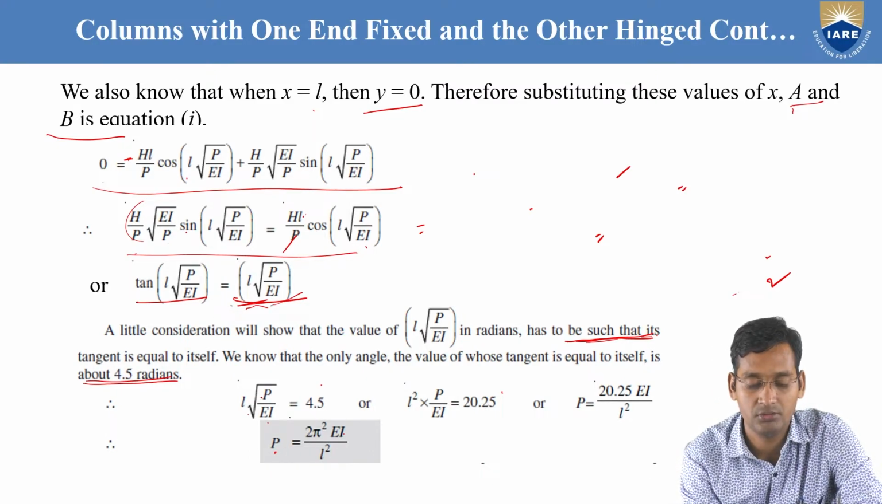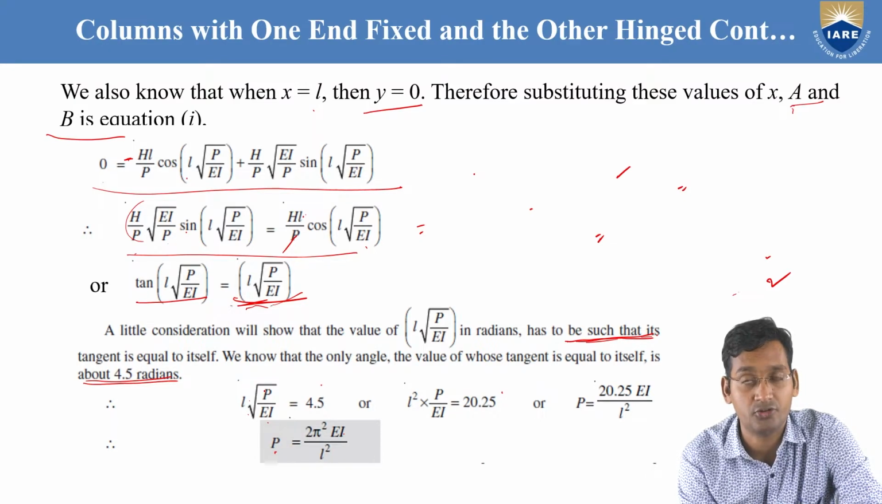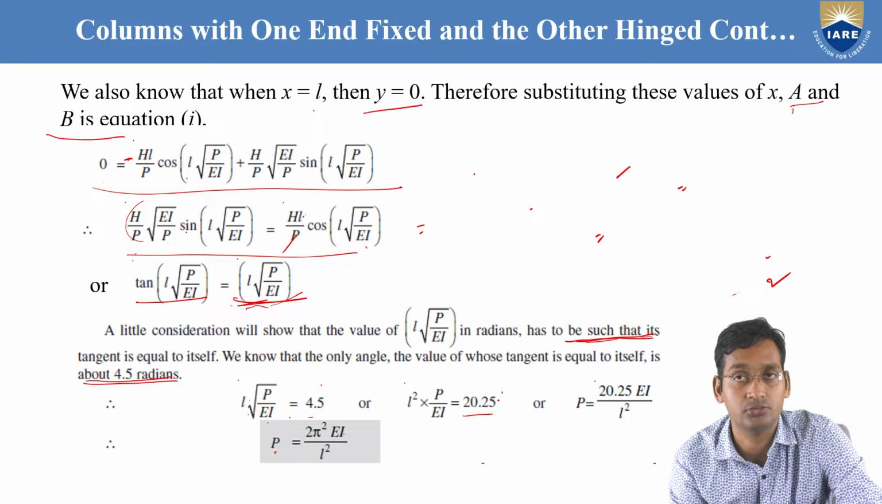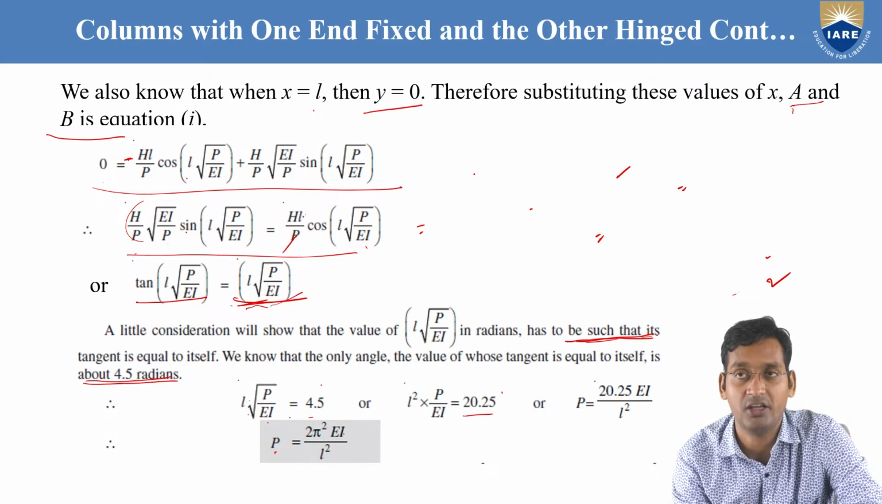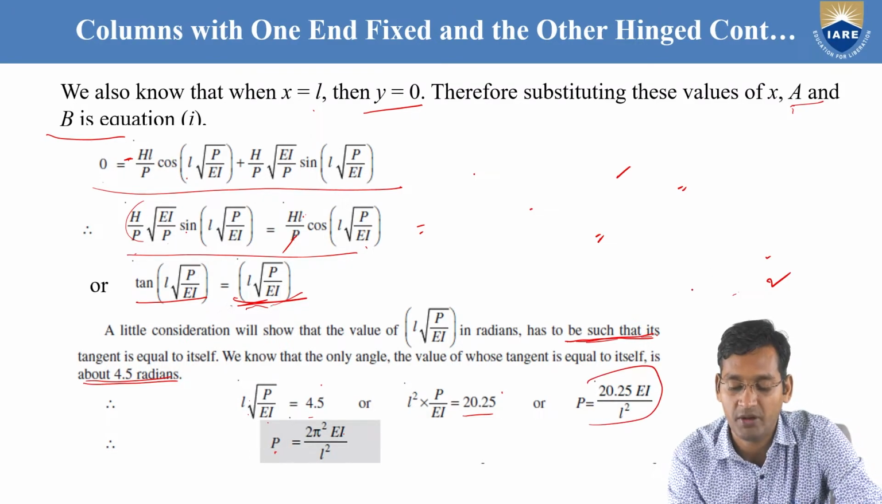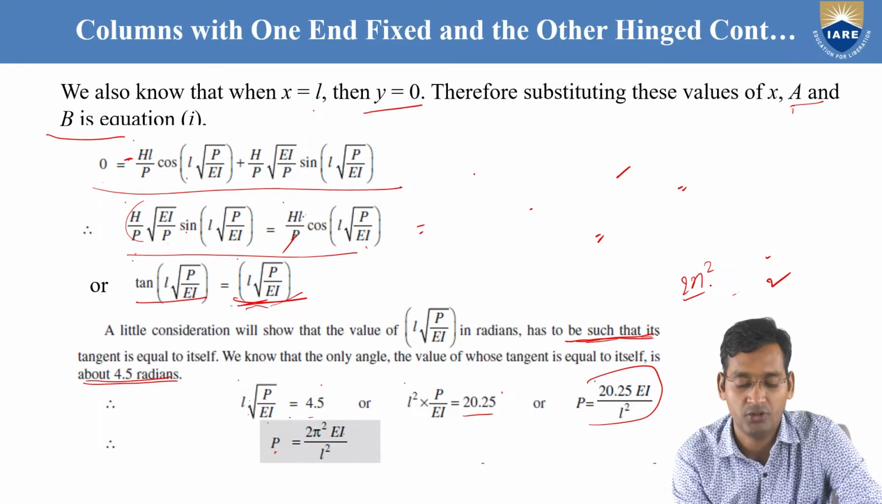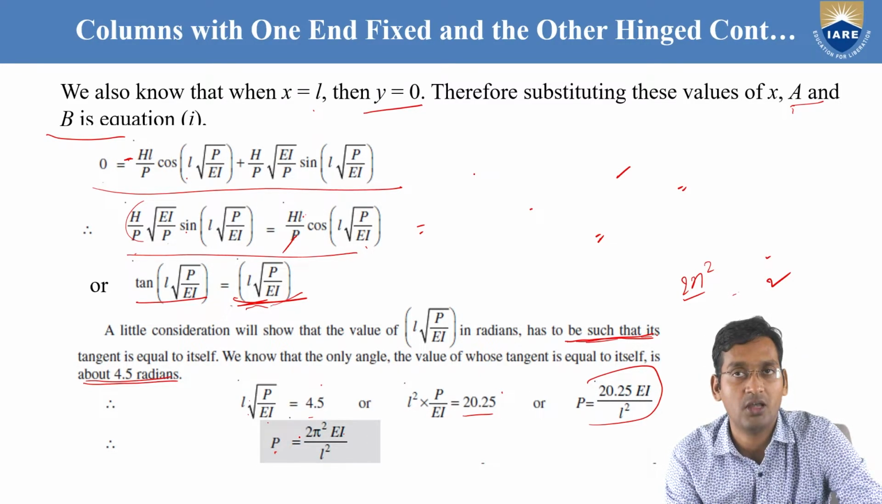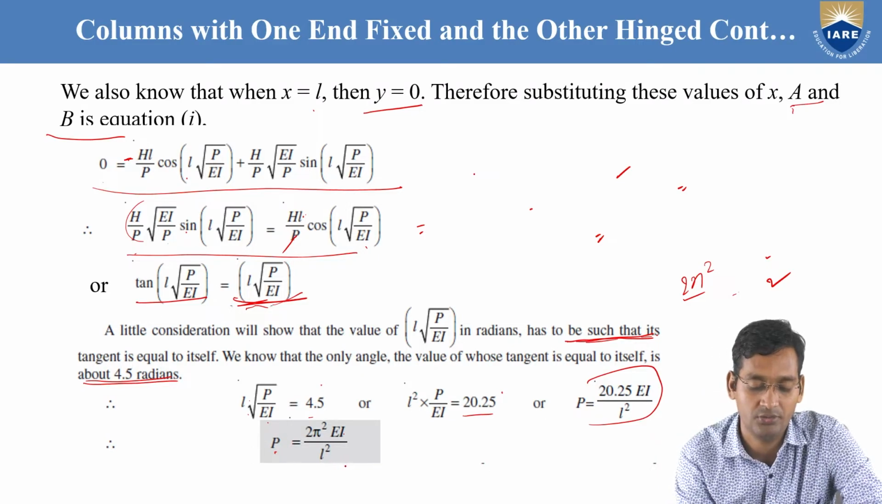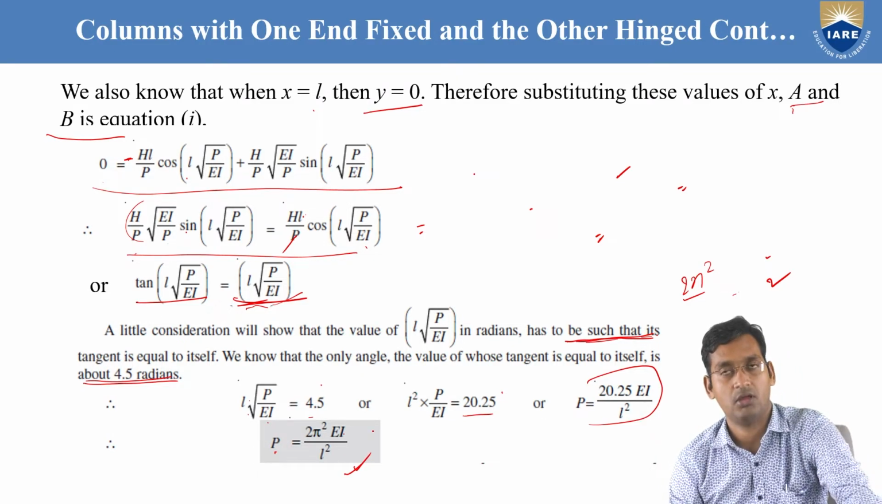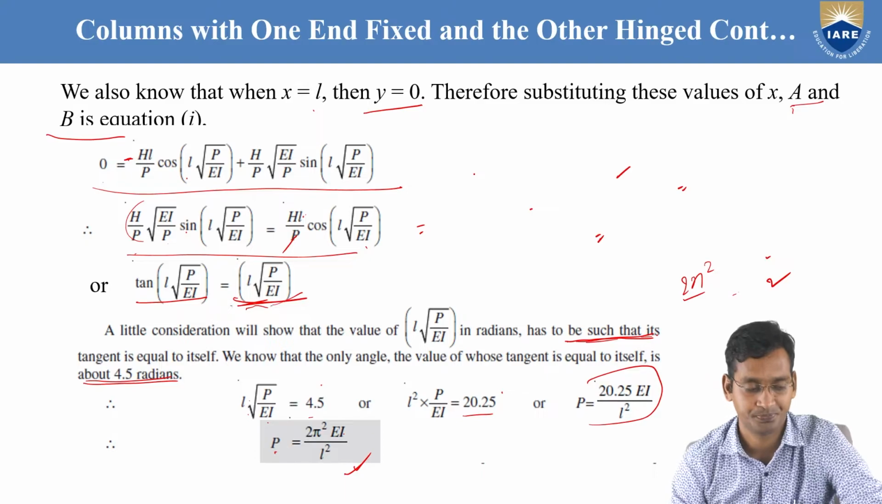Now next, square both sides, so L square P by EI equals to 4.5 square, which is almost 20.25. Already I told why we are taking 20.25, just so that we can write in terms of pi. So after this, P equals to this one, 2 pi square value is coming around 20.25, so that P equals to 2 pi square EI by L square is the final value for P.